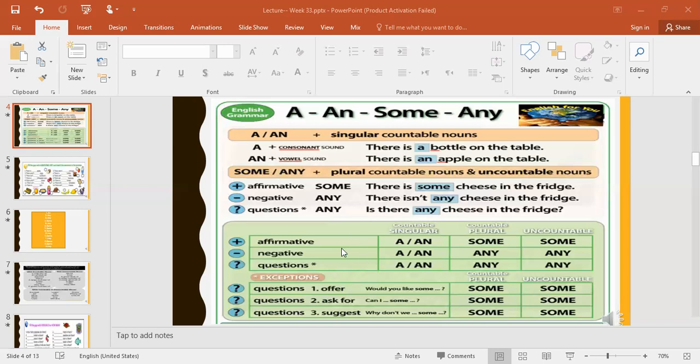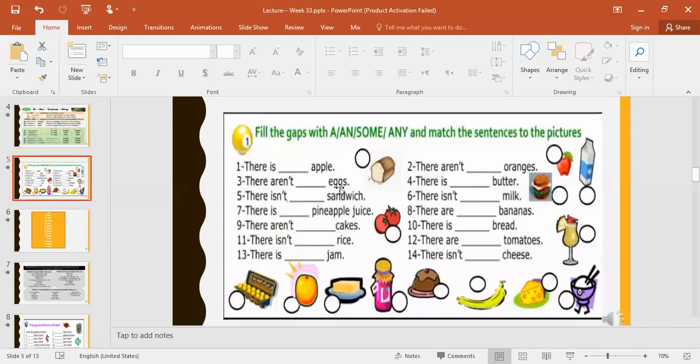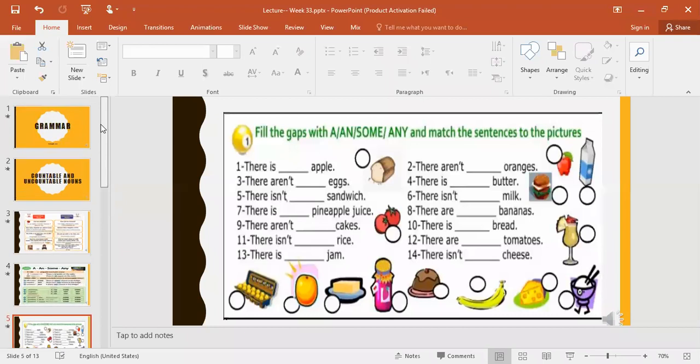Now, in the affirmative, negative, and question form, you can see in the countable singular, we use a and an. In the plural countable, we use some, any, and in the uncountable, we use some and any also. Okay? Clear? Clear. Okay, let's now do this exercise. I think this is the last slide we'll finish today.